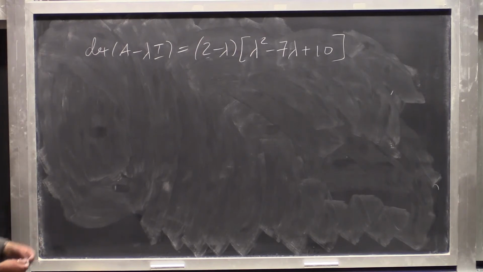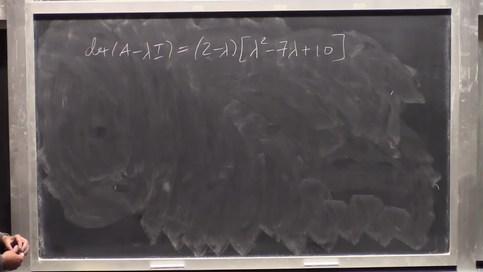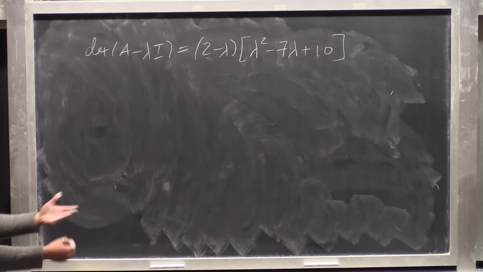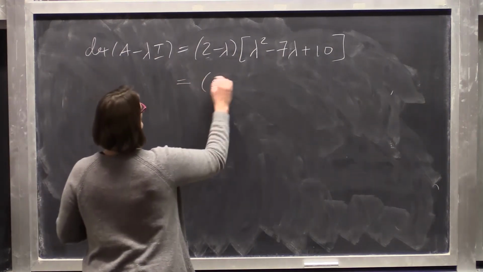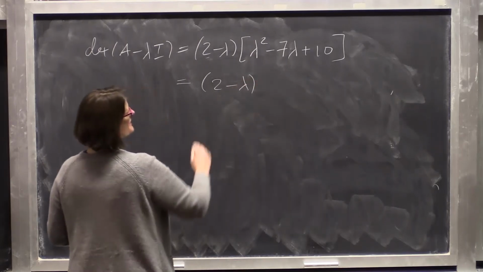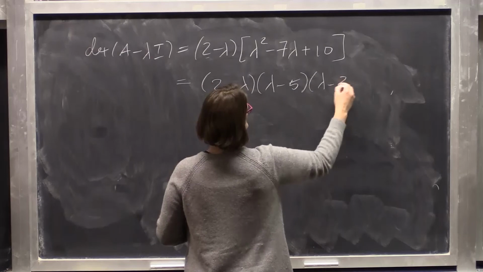So usually when you make a mistake, if it's a problem from a math book or on a math test, your mistake will lead to something gross. In real life, things never are as pretty as they are on tests, and so you'll not be able to notice that you must have made a mistake because you got something gross looking. Anyway, 2 minus lambda. This thing we can factor: lambda minus 5, lambda minus 2.